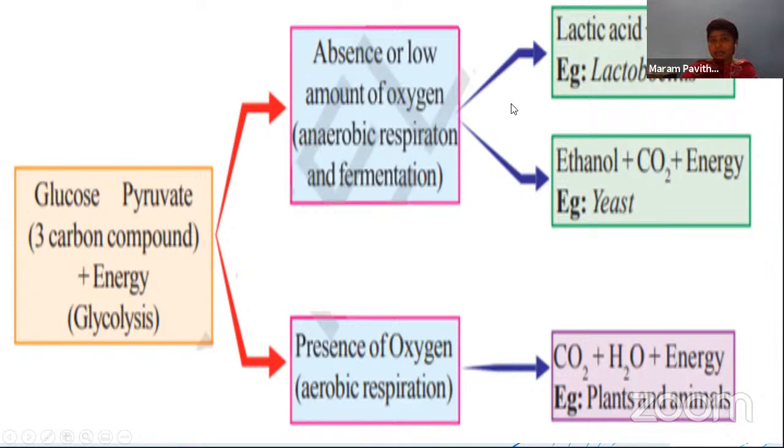Okay. Because of this fermentation process, lactic acid is produced and energy is produced, if the living organism is lactobacillus bacteria. If the living organism is yeast, and anaerobic respiration occurs, glucose molecule changes into ethanol or ethyl alcohol. Carbon dioxide and energy are also produced. If glucose changes to pyruvic acid, and the pyruvic acid gets oxygen, in the presence of oxygen, pyruvate changes into carbon dioxide and water, and energy is also released.